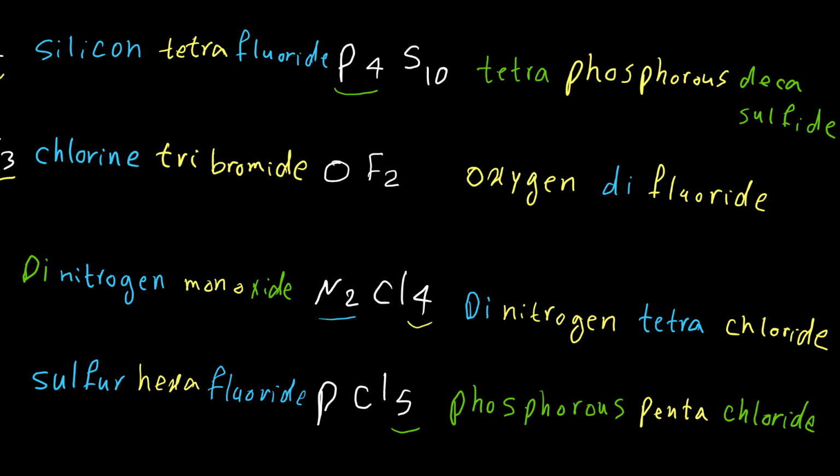So as you can see here, the nomenclature of molecular compounds or covalent compounds is almost the same as ionic compounds. We only need to mention how many atoms we have in our structure.